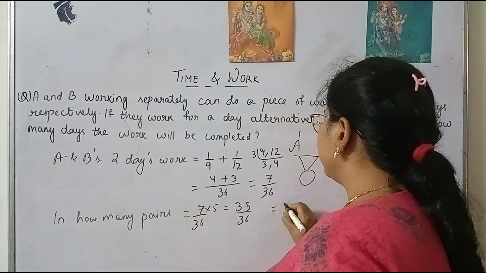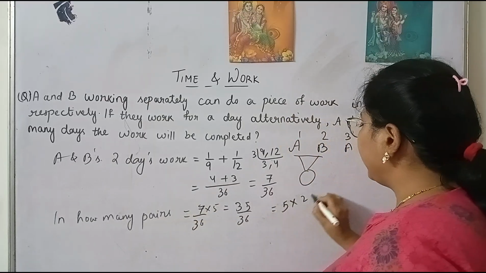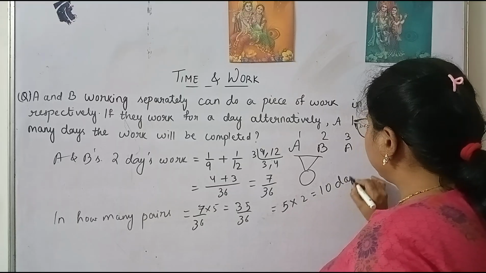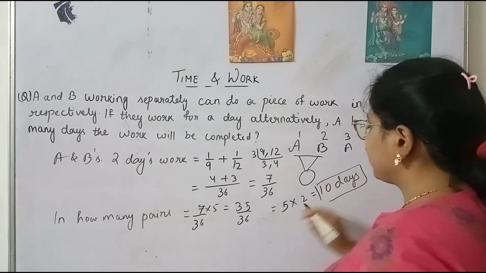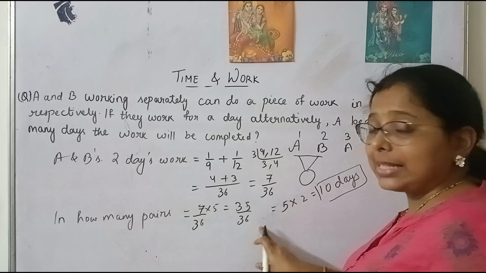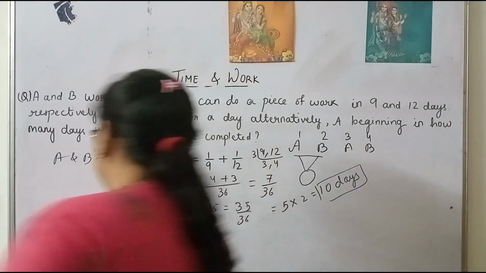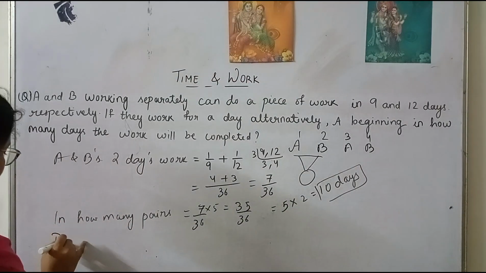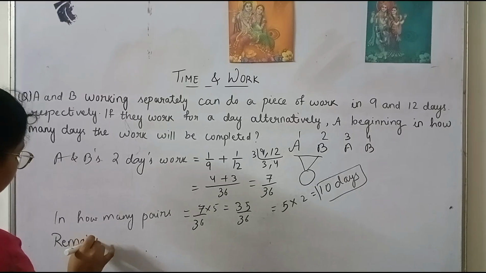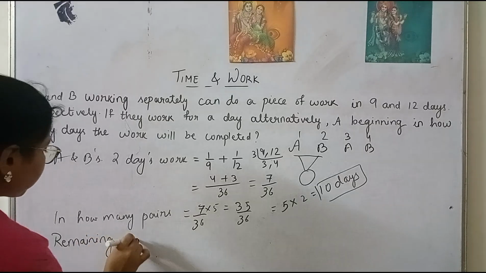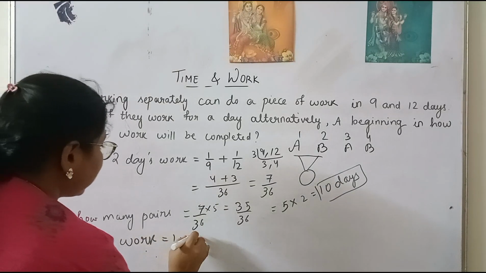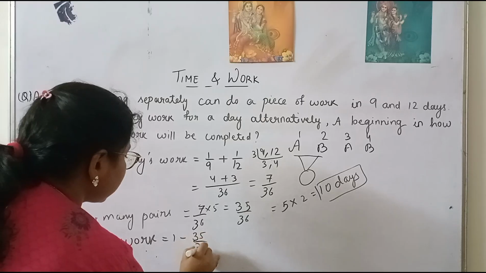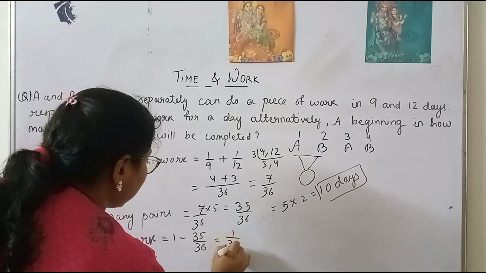Okay, 5 pairs means 10 days. Yes or no? In 10 days, they will be able to complete this much work, 35/36. Now, how much work is remaining? The remaining work will be 1 minus 35/36, that is equal to 1/36.